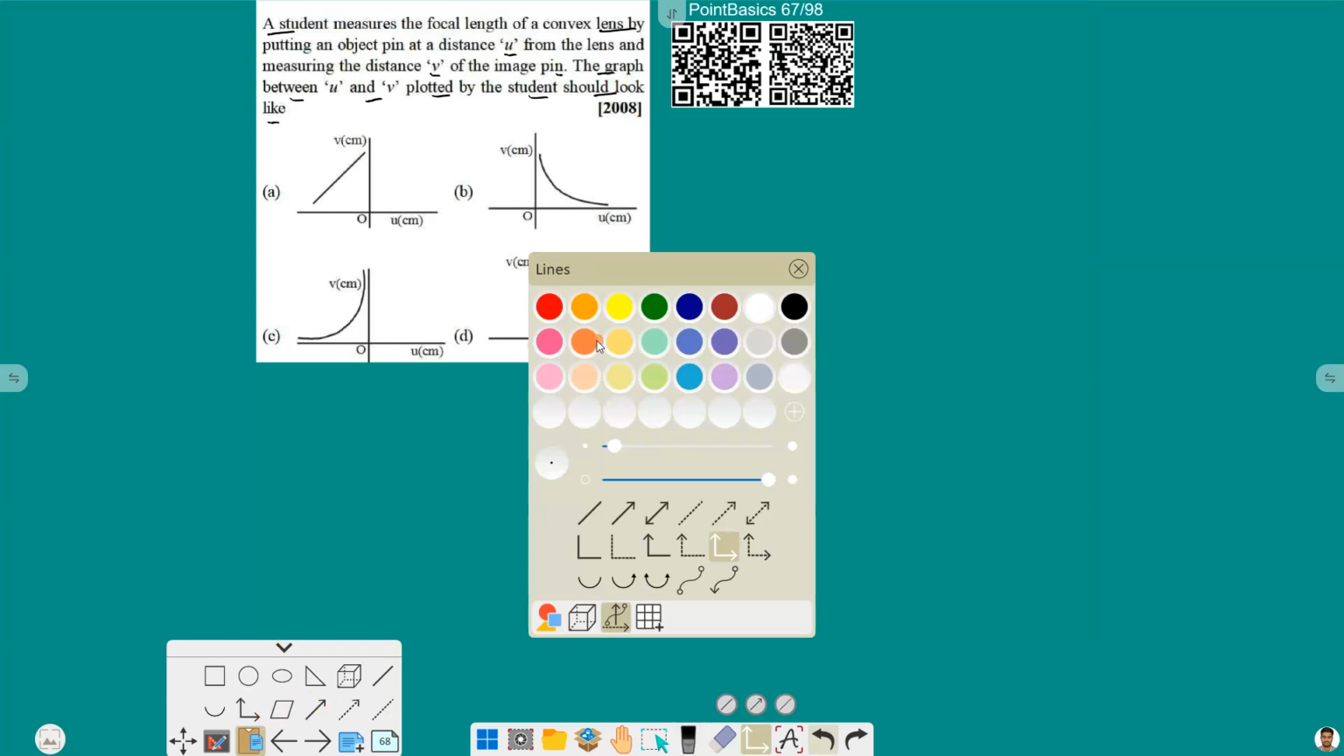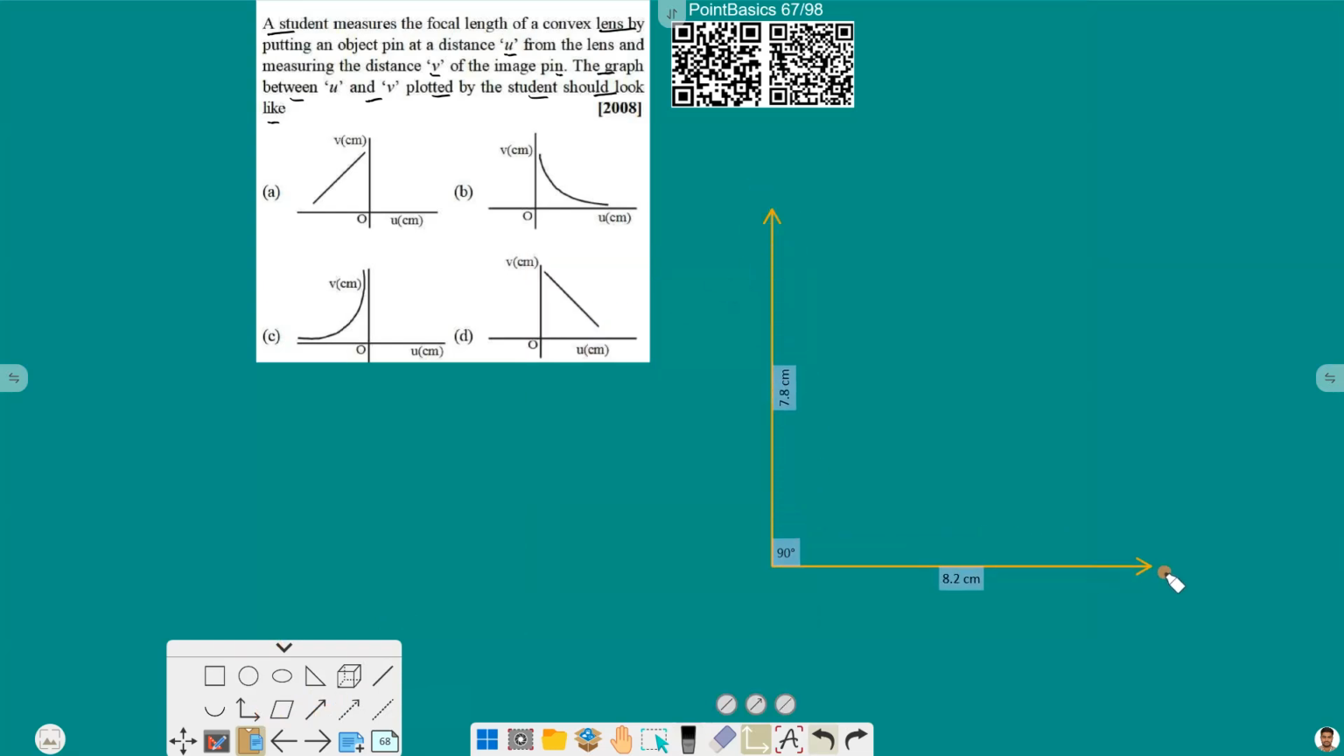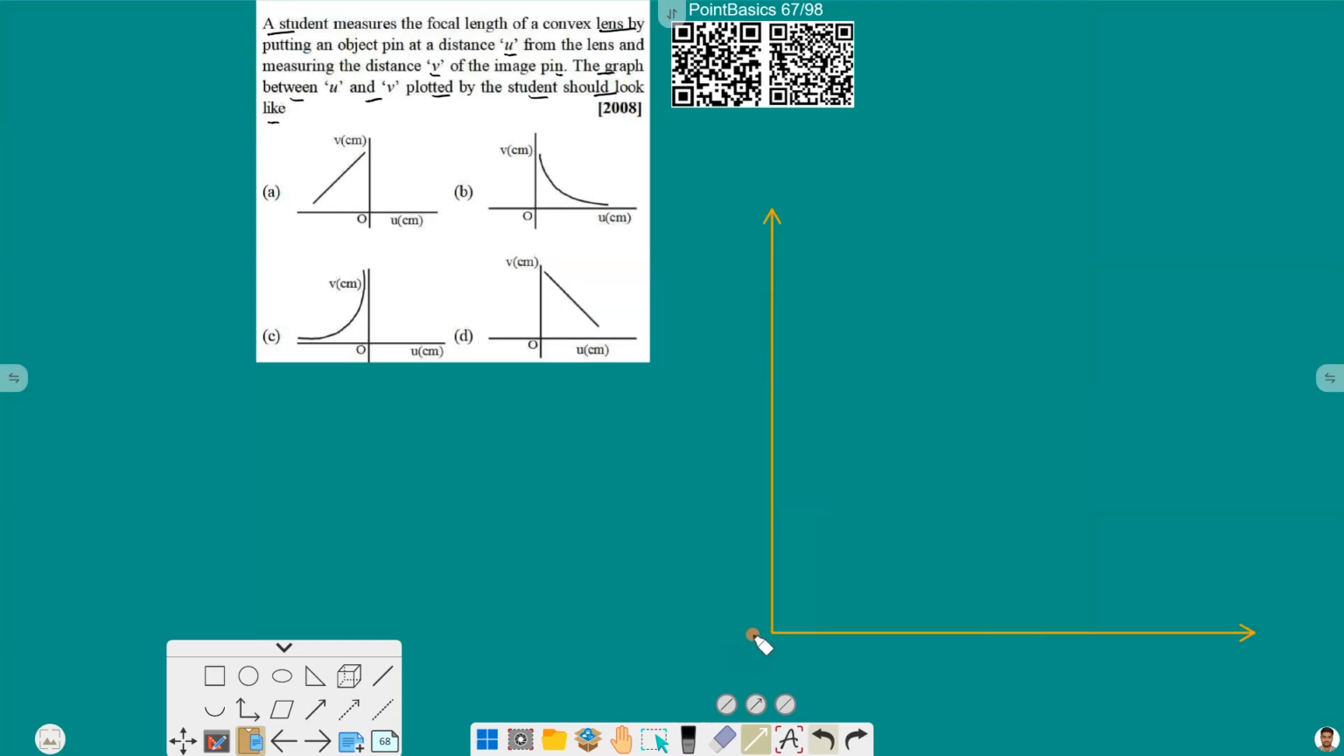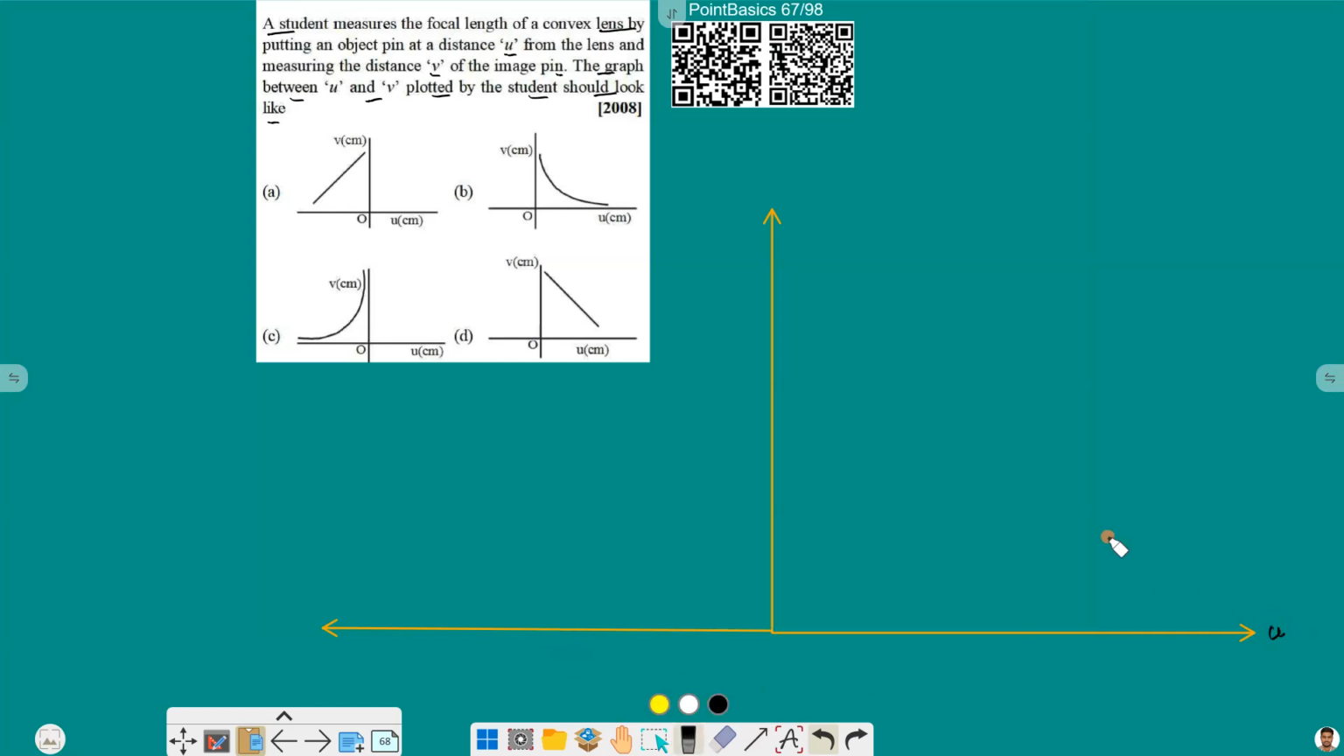So suppose this is our x and y coordinate in the positive sense, and let me add the negative line here also, because normally, when we measure, u is negative. So here we will have u here and v here.